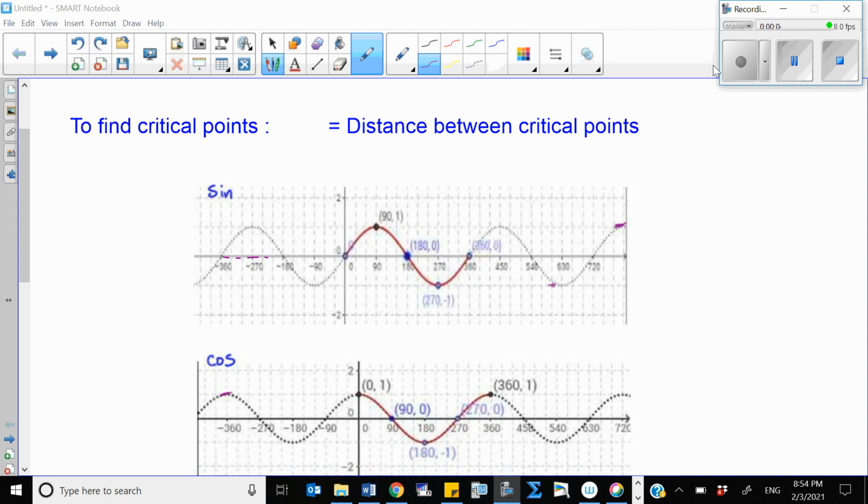Hi everyone, I'm going to help you work on 7.1 video today. Before that, let's review what we have learned about graph of sine and cosine.